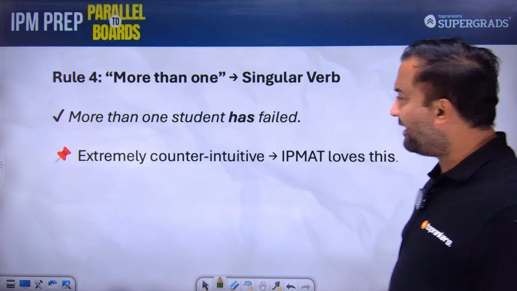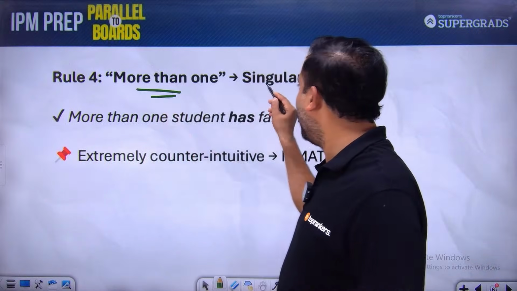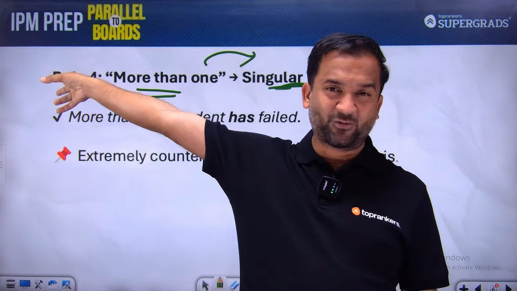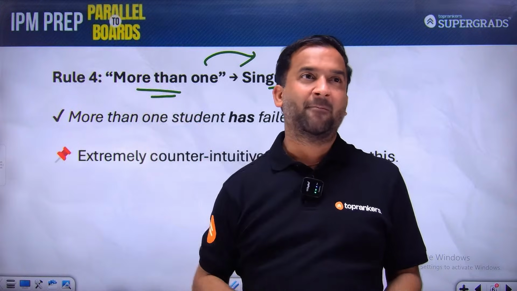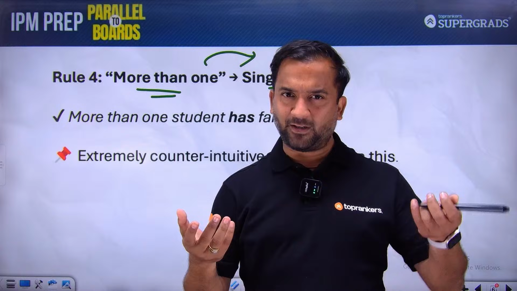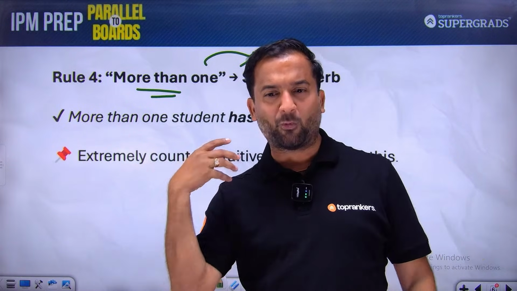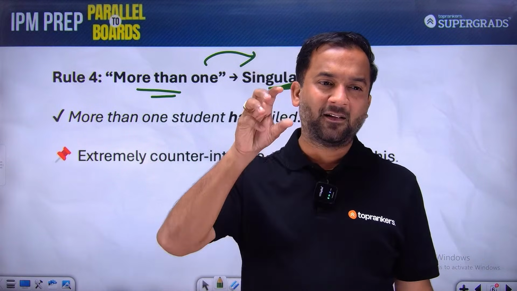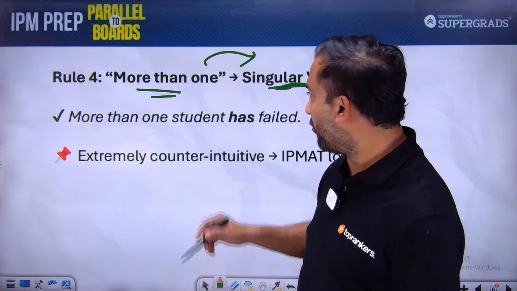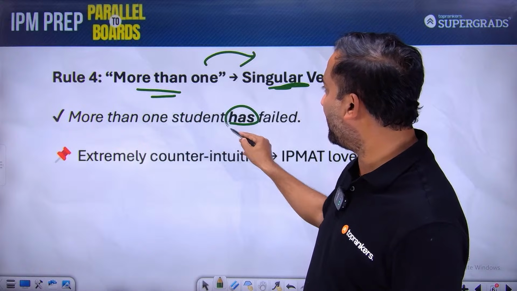And when there is a phrase "more than one", it takes a singular verb. Now this is one of the strangest rules that you would see. आप बोलोगे सर more than one है, so there are plural subjects. Plural subject तो plural verb होना चाहिए, but that doesn't happen. इसीलिए ये rule specifically मैंने आज add किया है. "More than one student has failed."